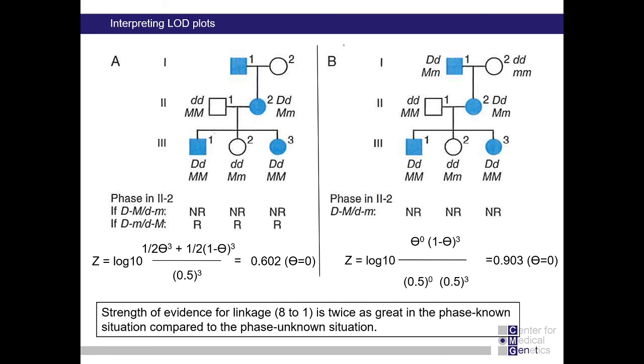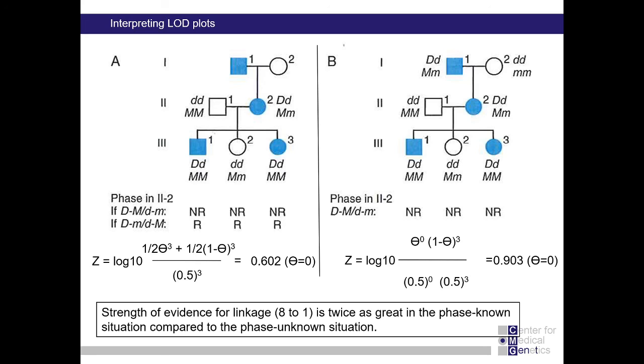Interpreting log plots. Now we have family A and family B. In family A, this man has the disease and the woman doesn't. They marry, and the daughter has the disease. The daughter with the disease marries a man who is normal, and of all 3 children, 2 get the disease. One is a male, one is a female.